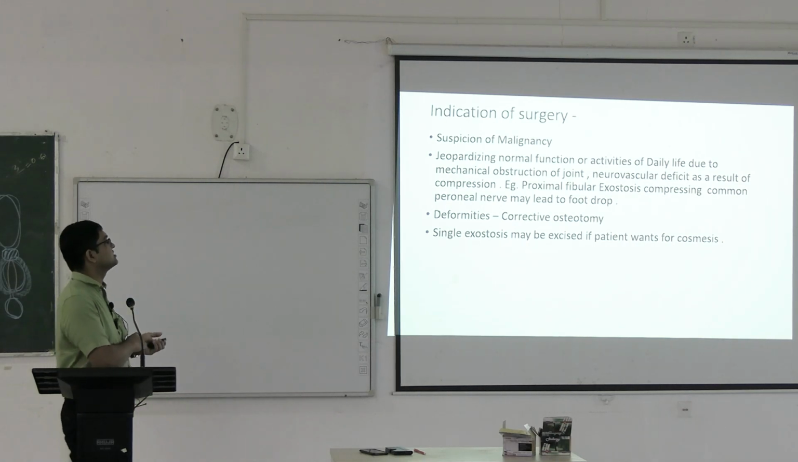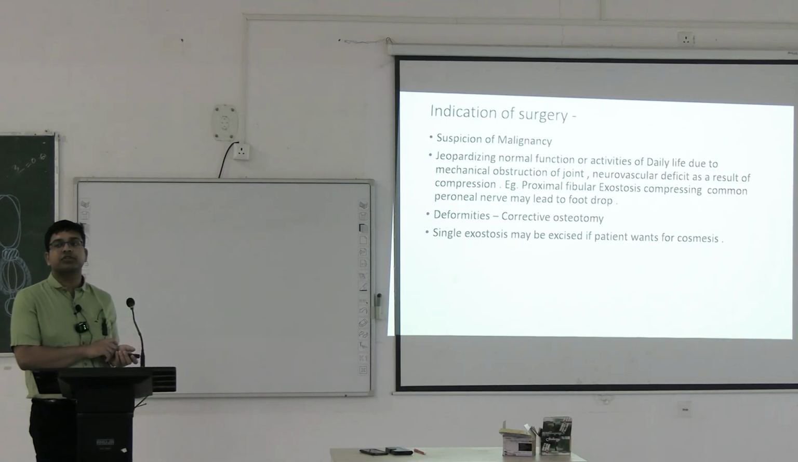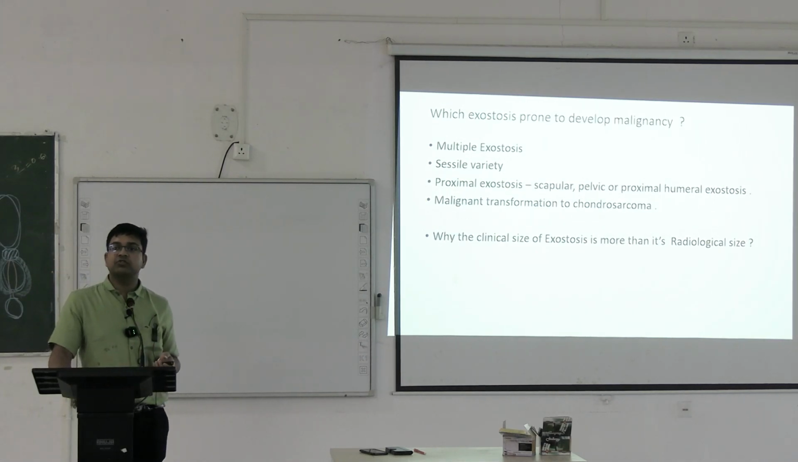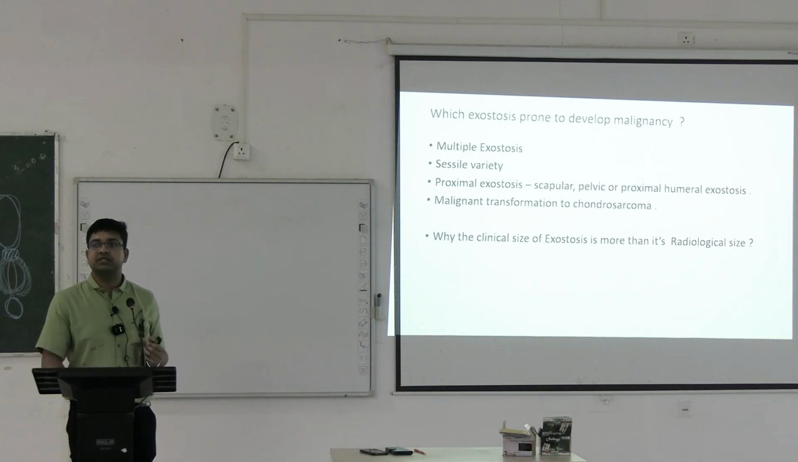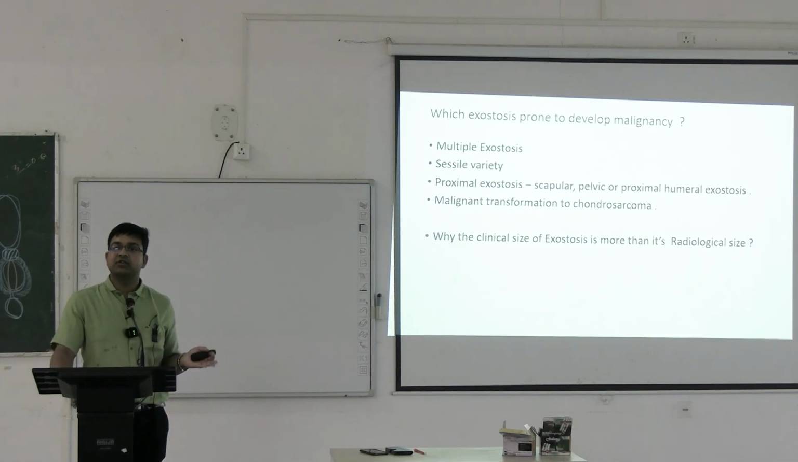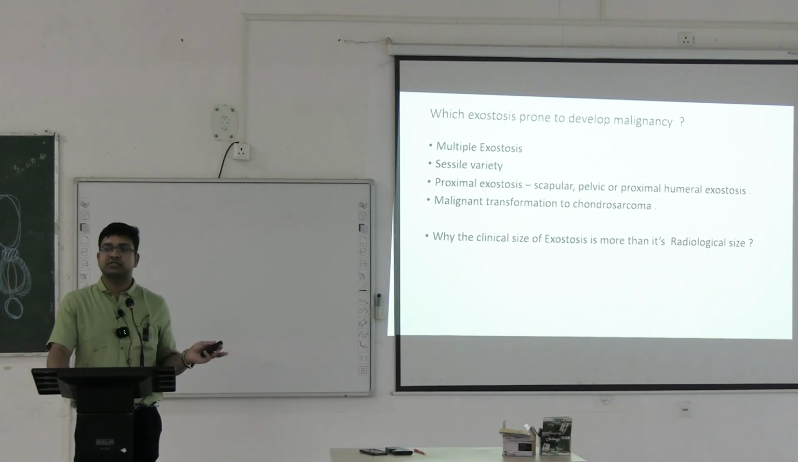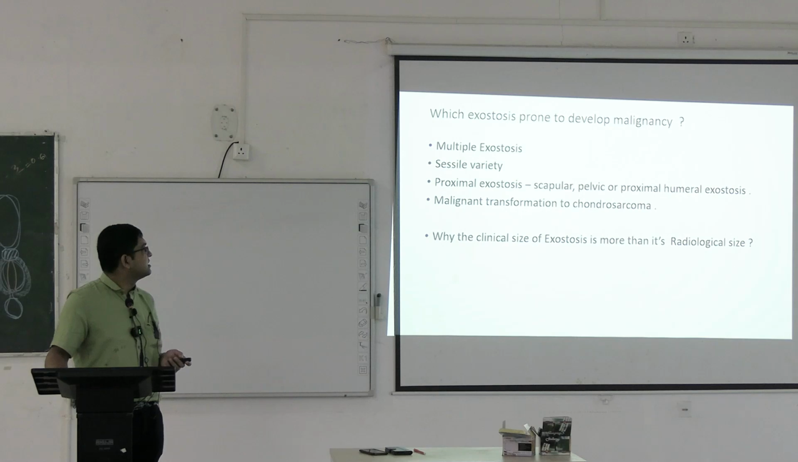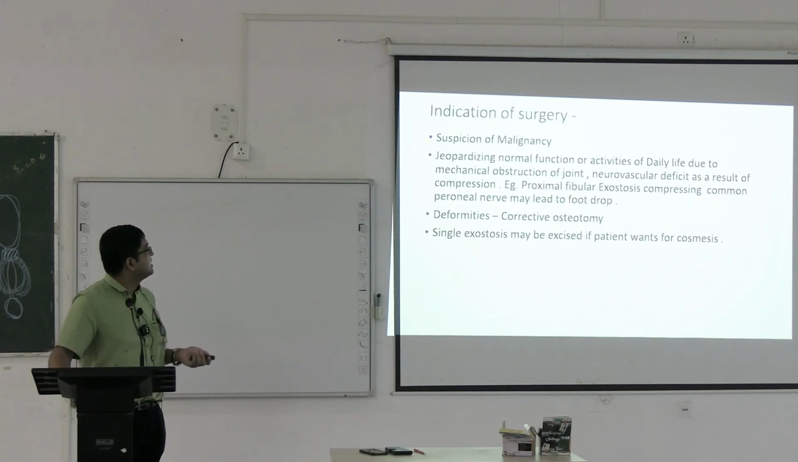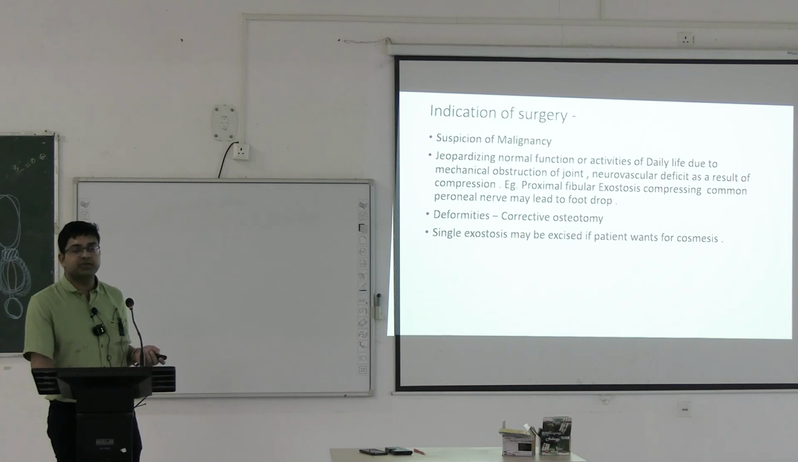Other deformities, for correction of the deformity you have to do corrective osteotomy. And if single exostosis is present, if patient wants or if there is some cosmetic problem, you can also remove it. So number one, malignancy. For malignancy invariably you have to do surgery if you suspect a malignancy. Next, if the tumor jeopardizes the normal daily activity due to mechanical obstruction of joint or due to compression over the neurovascular structure. Third is deformity. You have to do correction of the deformity with corrective osteotomy. And last is the cosmetic problem. If single exostosis is present, you can remove it.